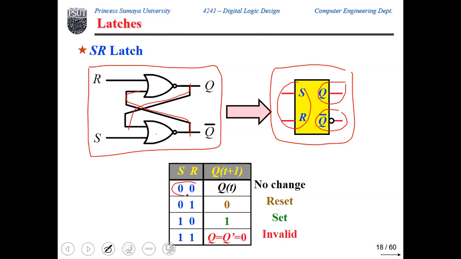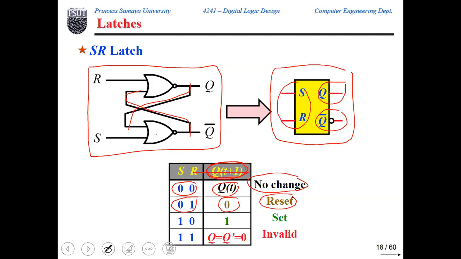When S and R are 0, 0, we said that this is a hold operation or no change. What does it mean? It means that the new value is basically the old value. This is the meaning of no change or hold. When the input is 0, 1, what will happen to Q? In other words, what is the new value? Basically, it is always 0, which is a reset operation.